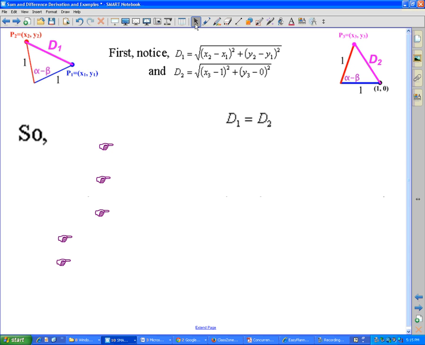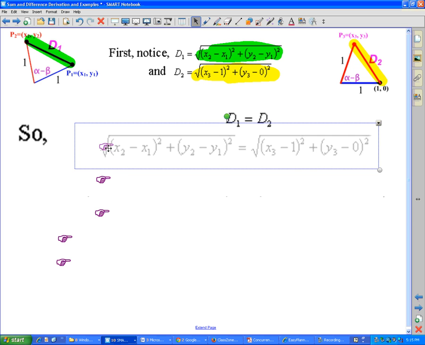So here we go. Distance 1 is equal to distance 2. We know that distance 1 is the square root of x2 minus x1 squared plus y2 minus y1 squared. Distance 2 is the square root of x3 minus 1 quantity squared plus y3 minus 0 quantity squared. That's this distance. And just to be clear, distance 1 is that distance. We know that those are equal, so we're going to go ahead and set those formulas equal to each other, just about like that.